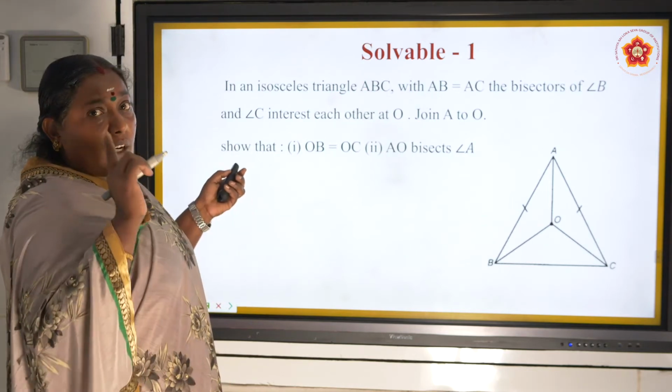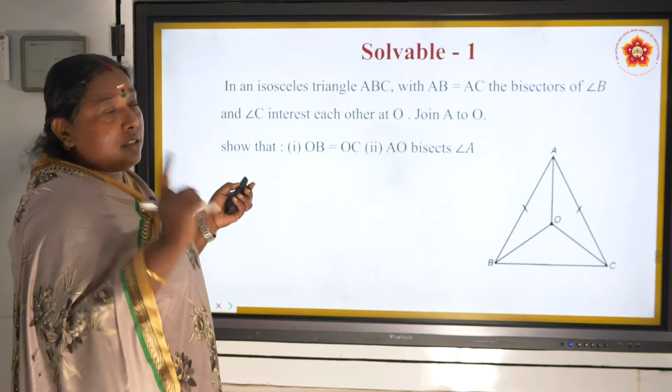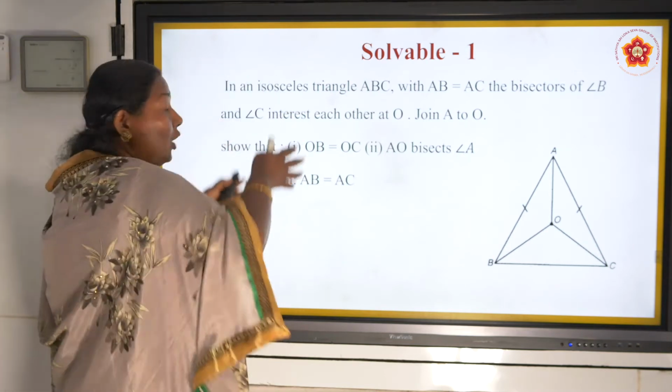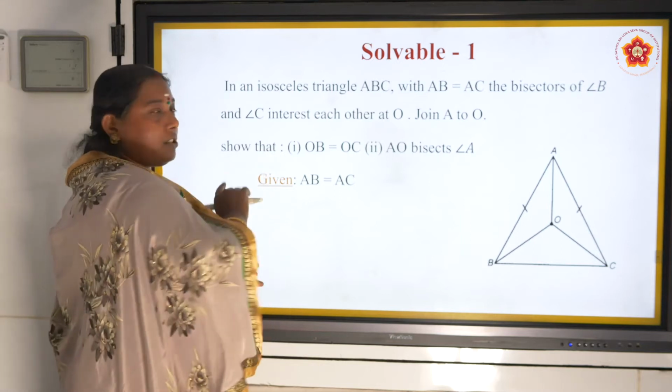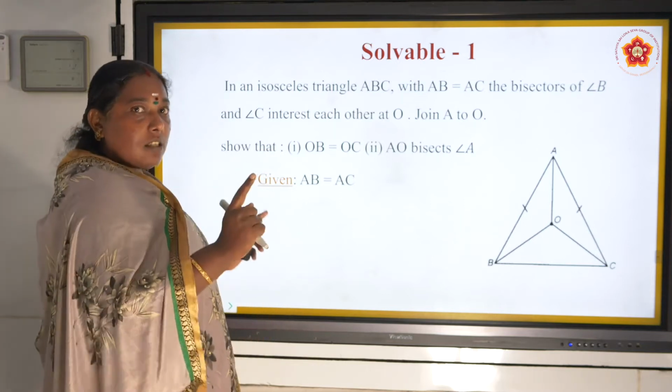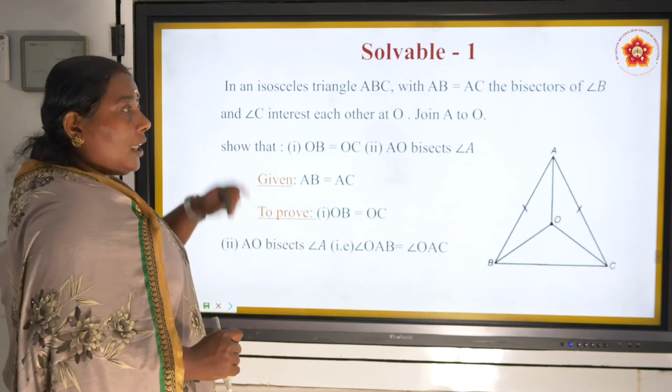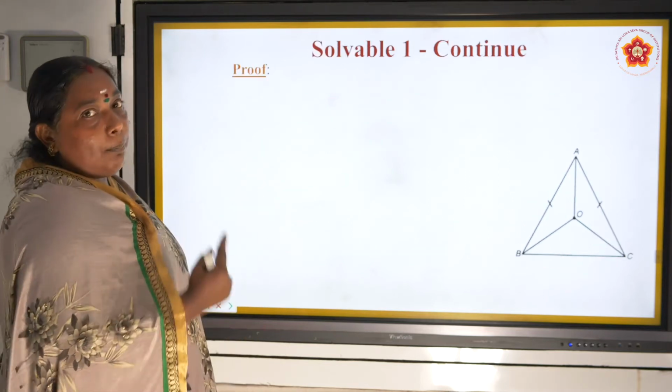If you are starting a solution, you have to start with the given. Never start directly with "I know the answer, so I will write it first." No. First start with the given. Next, write what is to be proved. Then only do we go to the proof.